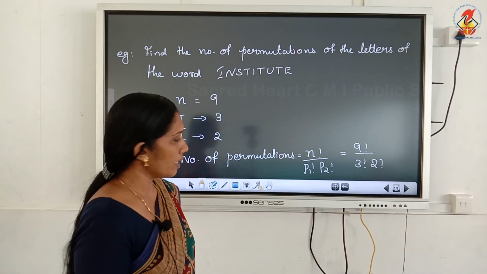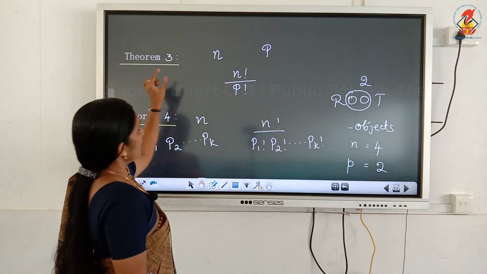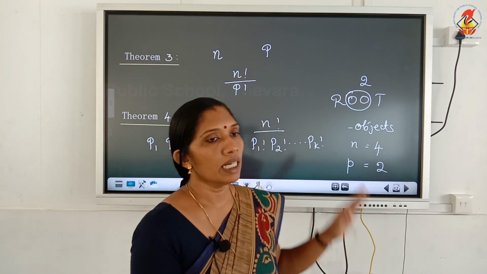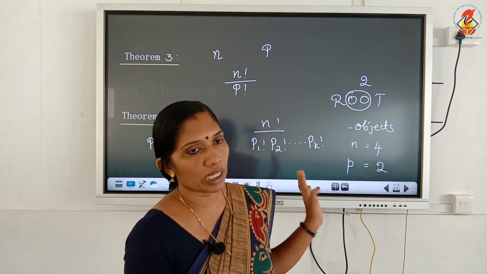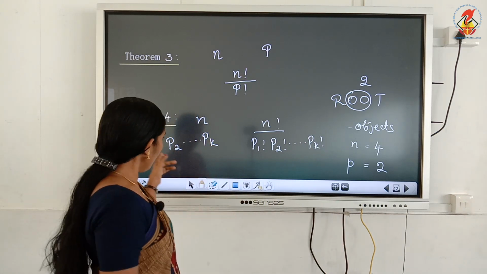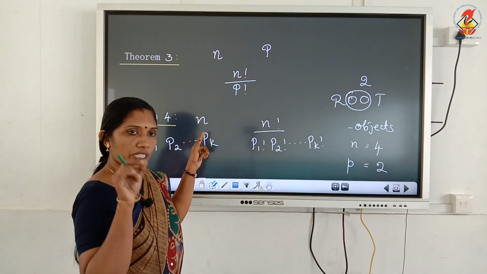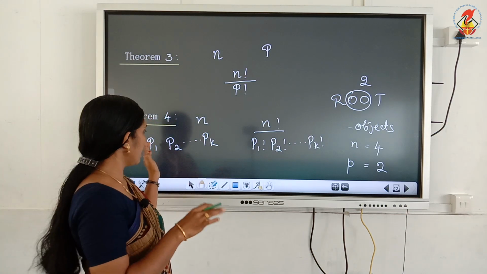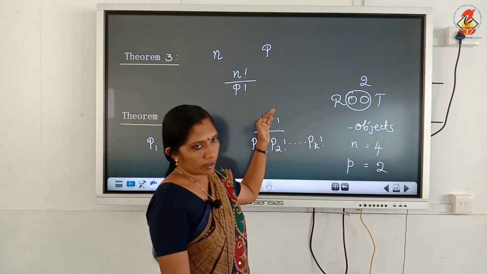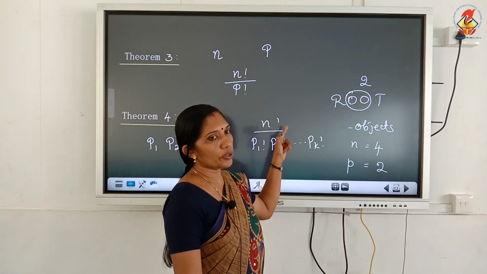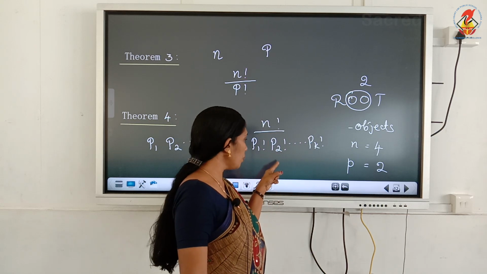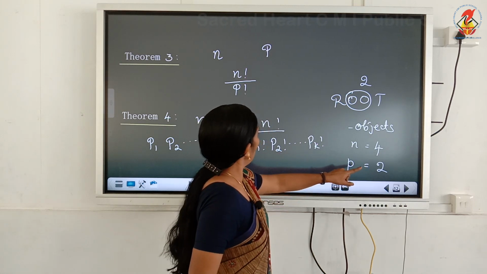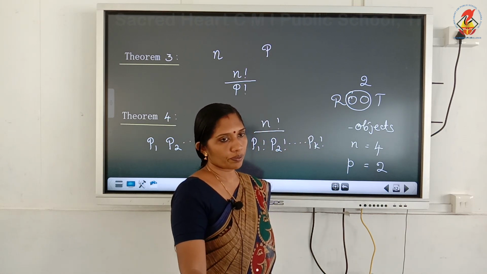Understood the theorem? So the theorem is: if the number of permutations of n objects where p objects are of the same kind, then the number of permutations is equal to factorial n by factorial p. If it is n objects where p1 are of the same kind, p2 of the same kind, and so on, pk of the same kind, then the total number of permutations is equal to factorial n by p1 factorial into p2 factorial and so on. Factorial is there. Don't just write 2, it is factorial 2.